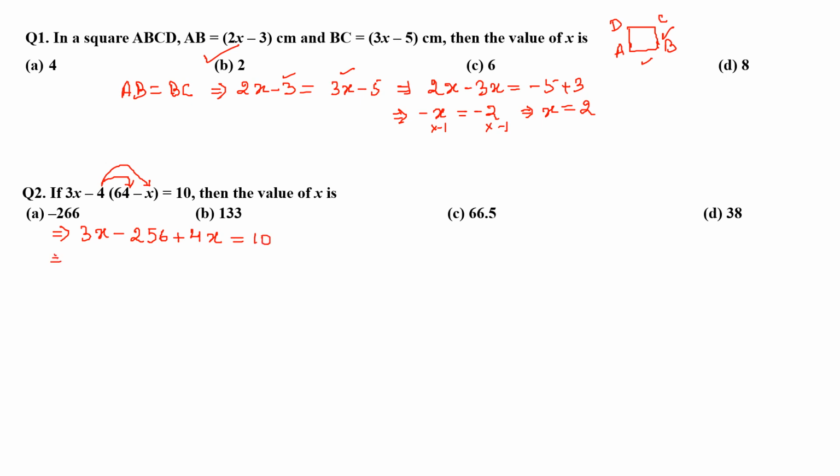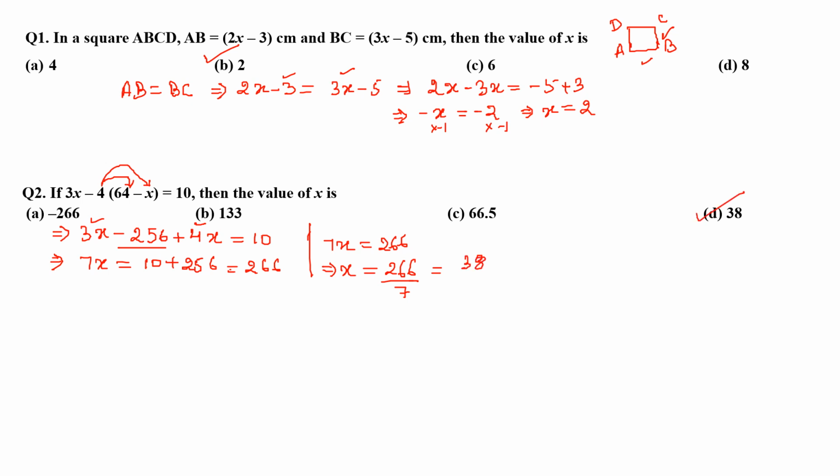Then from here, I'm combining the like terms. So 3x plus 4x will become 7x. And transpose minus 256 to RHS, it will become 10 plus 256, and 10 plus 256 will become 266. So from here I have 7x equal to 266. So the value of x will be 266 divided by 7, and if you simplify it, you are going to get your answer as 38. So D is the correct answer.